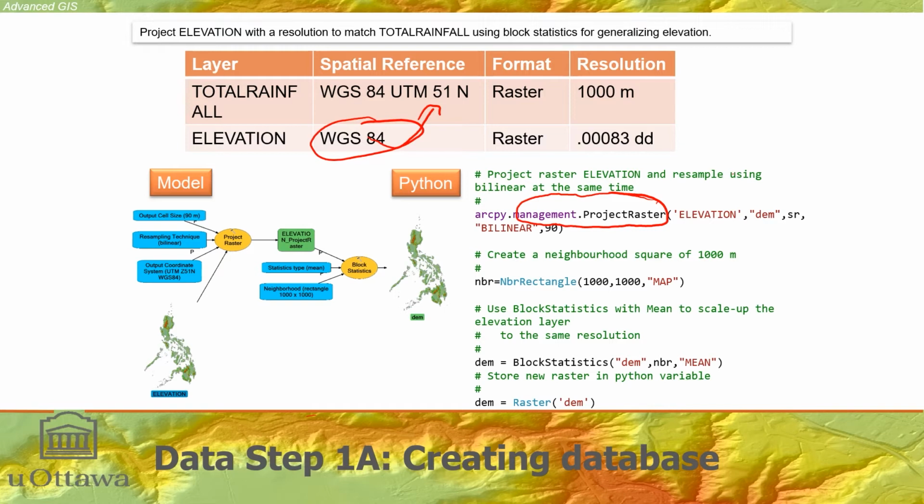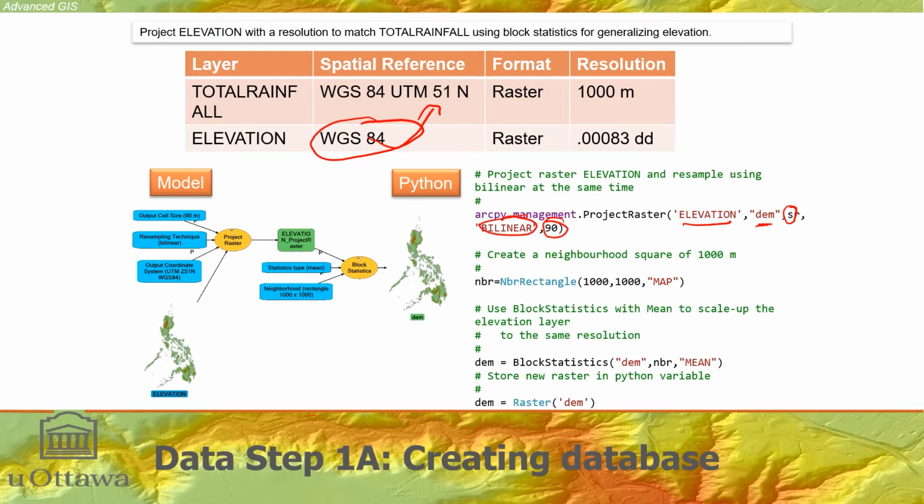Project Raster is used for raster projection. And that's where we turn elevation into a DEM. We'll just call the output DEM. The spatial reference, we may exclude it because we'll set it in the global environments. And then the type, which is bilinear, and the output cell size.